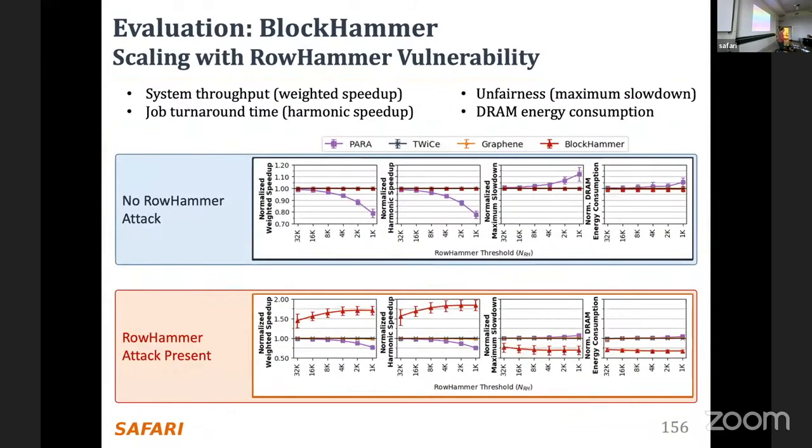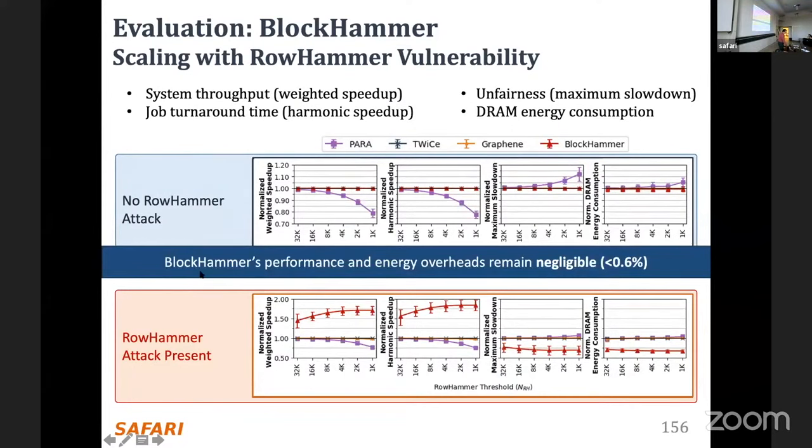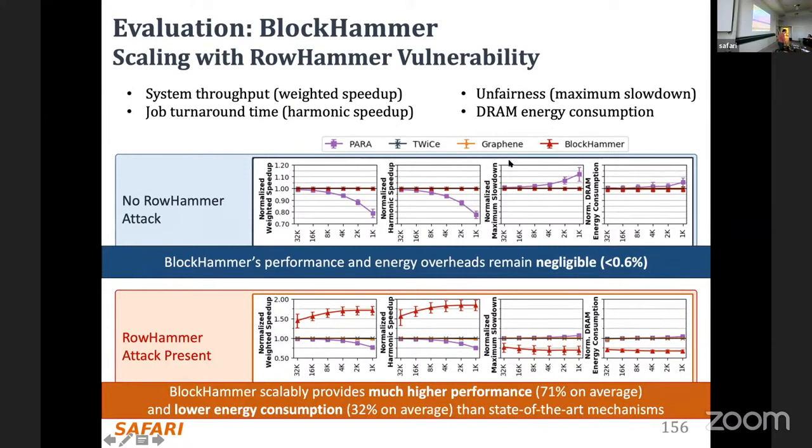Okay, so we did a lot of evaluation of many state-of-the-art mechanisms on many different metrics like system throughput, job turnaround time, unfairness across different applications, DRAM energy consumption. And it turns out BlockHammer's performance and energy overheads remain negligible. Less than 1% in this case. And also, this is when no RowHammer attack is present. When a RowHammer attack is present, BlockHammer actually is better than other solutions because it reduces the impact of the attack on the system. It reduces it by providing less memory bandwidth to an attacking thread. So you get more performance and less energy consumption.